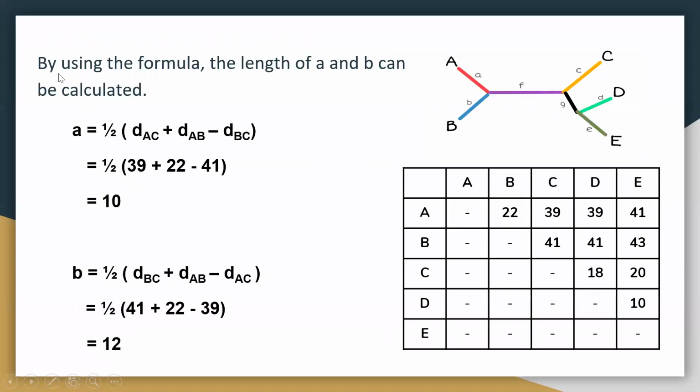Next, we also calculate the length of A and B with the distance table and with the help of the picture for understanding. Then we use the formula to calculate A, which is distance of AC is 39 plus 22 minus 41. Then we will get the length of A is 10. And same as B, we substitute the numbers into the formula and get the answer, which is 12.